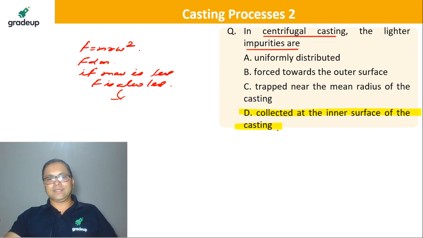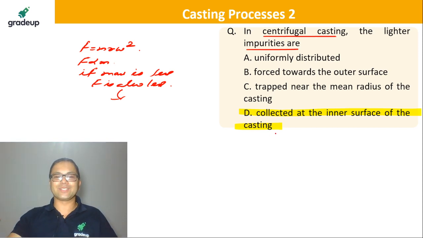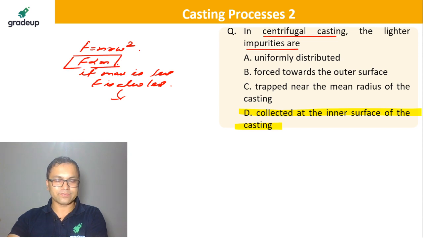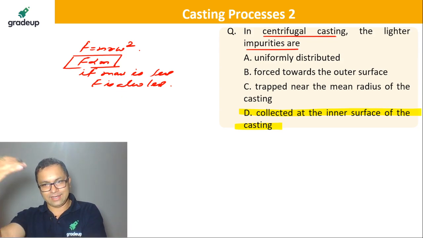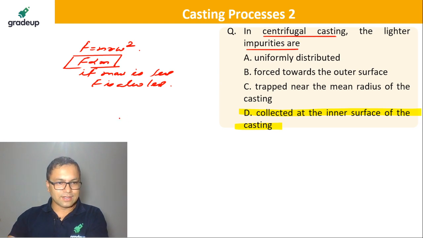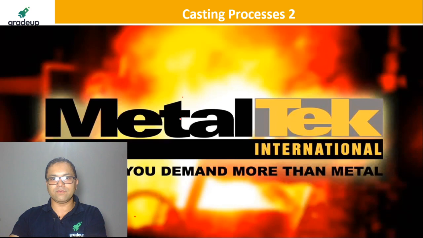Is that good, guys? It will always be collected at the inner surface of the casting, right? I have shown you why: because it's directly proportional to mass, the force is going to be less if mass is going to be less as well. So lighter impurities are going to be at the inner surface of the casting. Yes, Ranvin, you're right. Shripad, you're also right. Good, well done, guys.